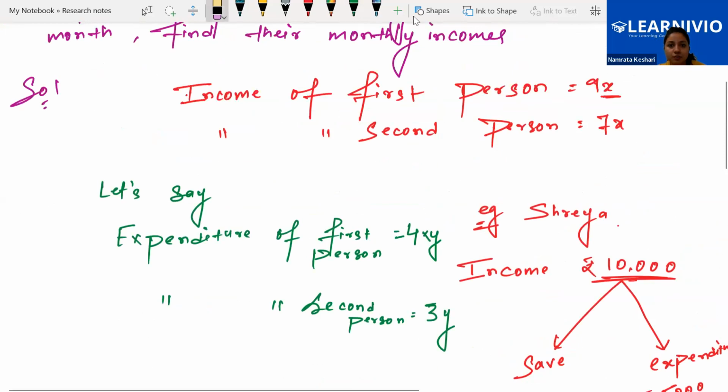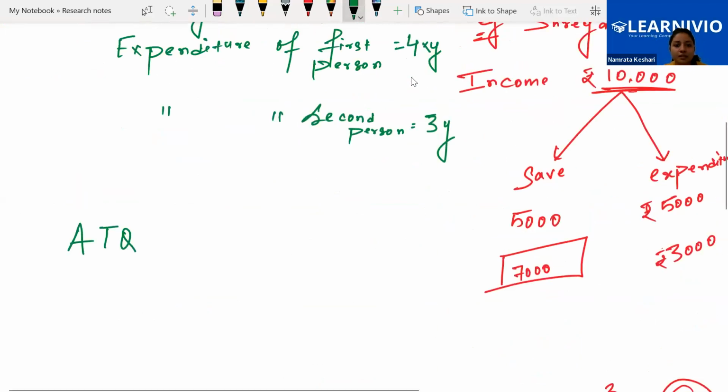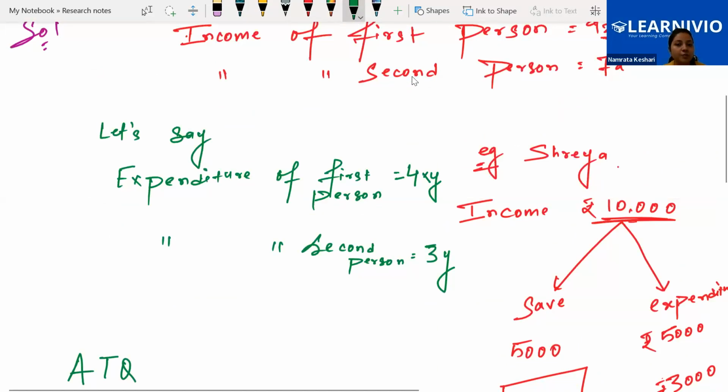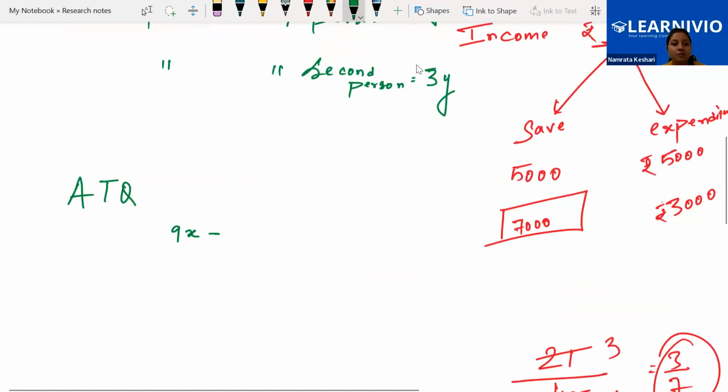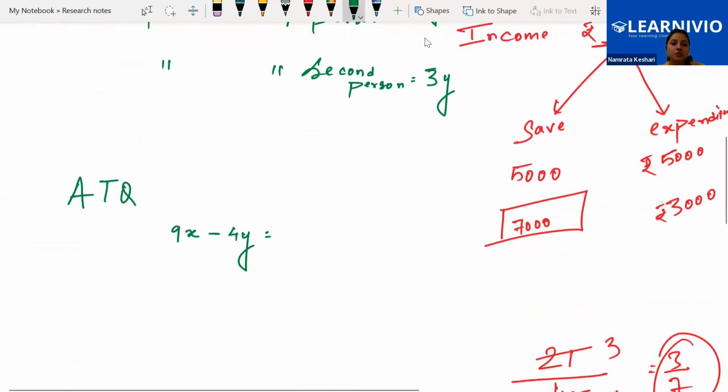So let's frame the equation. According to the given question, 9x, income of the first person, minus expenditure of the first person, which is 4y according to our assumption, equals saving. Read the question carefully: what is the saving for each person? 2000. Saving is 2000. We are done with framing one equation.